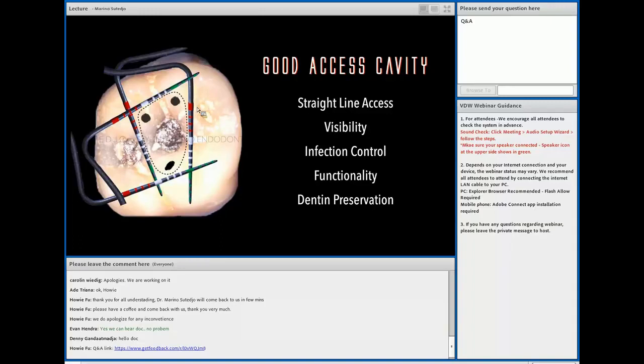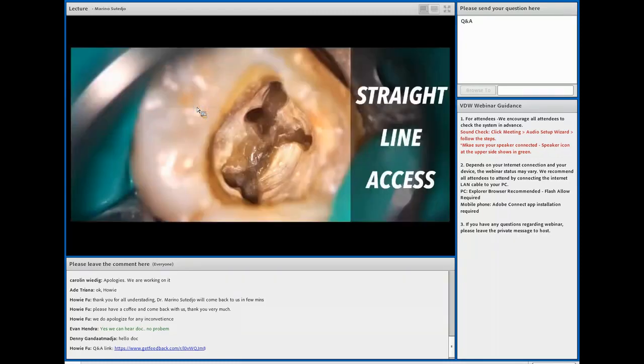What do we need to achieve this good access cavity? Of course, we need straight line access, that's for sure. Number two, with straight line access, we can improve our visibility. And we can achieve good infection control because it can create a good flow of our irrigation protocol. And then we can improve our functionality. And last but not least, according to minimally invasive endodontics, we need to preserve as much as practical the structure. We need to preserve our dentin.